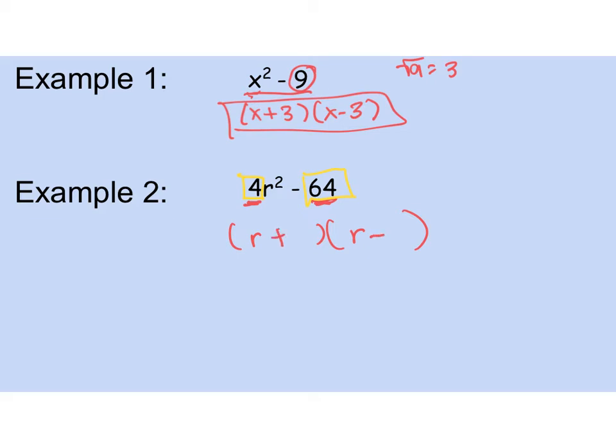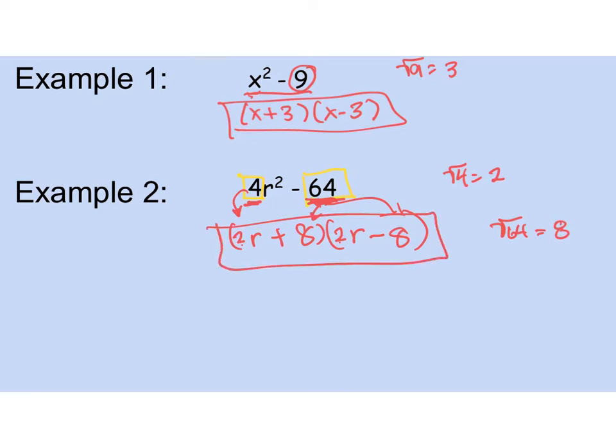Let's take the square root of 4, which equals 2. That's going to go right in here. Remember to put it in both places. And then we're going to take the square root of 64, which equals 8, and put it in both places. And we have factored it, and that is a special case.